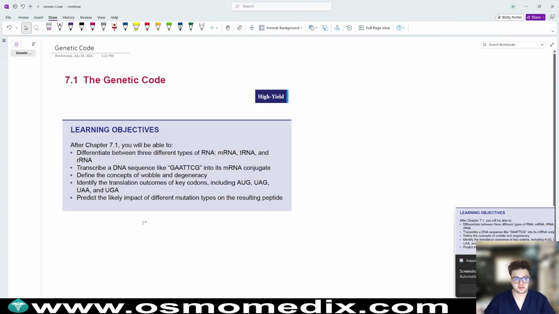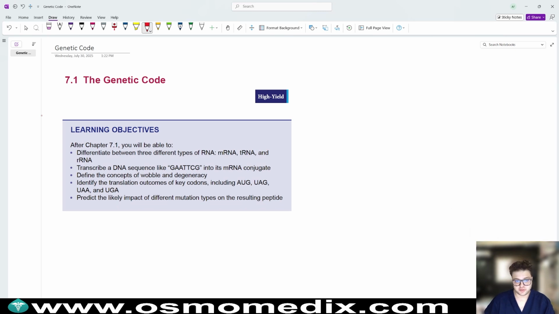Our learning objectives are that you have to differentiate between three types of RNA, which are the mRNA, the tRNA, and the rRNA. You have to transcribe a DNA sequence like GAATTCG into its mRNA conjugate. Define the concepts of wobble and degeneracy. Identify the translation outcomes of key codons including AUG, UAG, UAA, and UGA. Predict the likely impact of different mutation types on the resulting peptide.